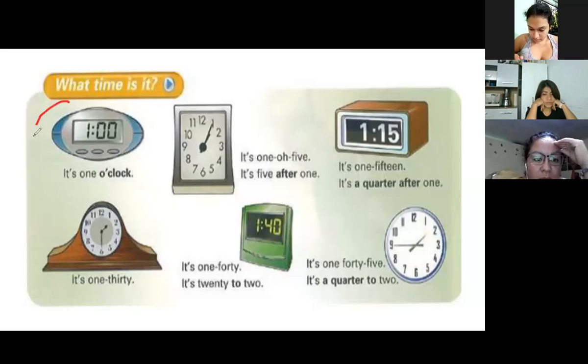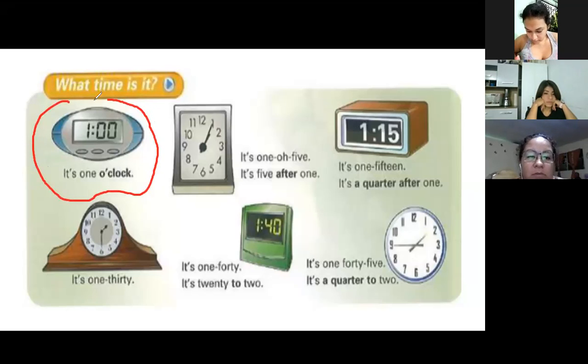Y vemos que aquí es la una. Es el que estoy marcando con rojo. ¿Lo ven? Me dicen si lo ven. You can see that? Yes, teacher. Yes, all right. Teacher. Perfect. Thank you.